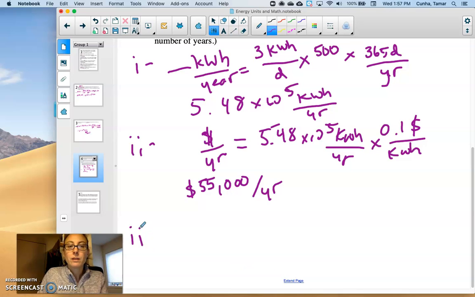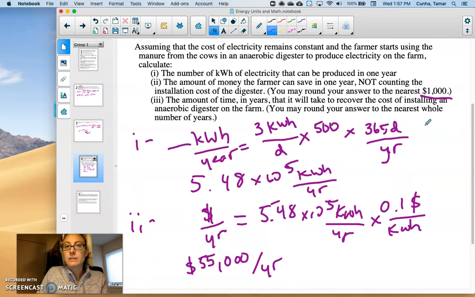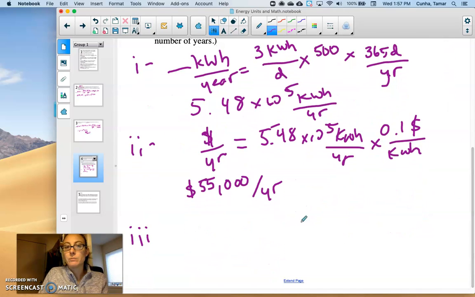Okay, last question is asking how many years would it take to recoup the cost, right? So again, we're looking for years. That's pretty easy in terms of what the final unit should be. But how would you set that up? See if you can figure that out. Pause it and then check your work.